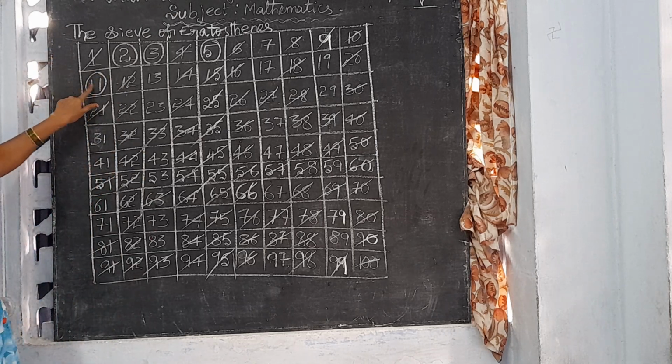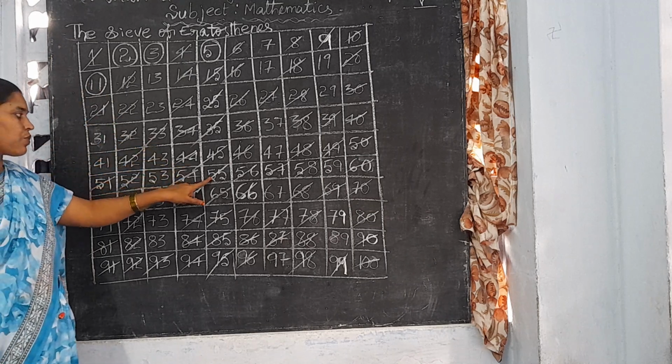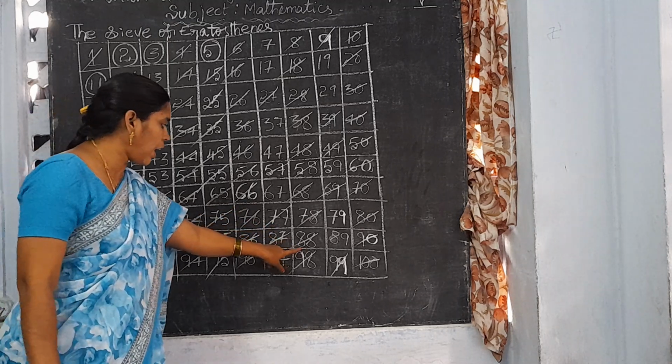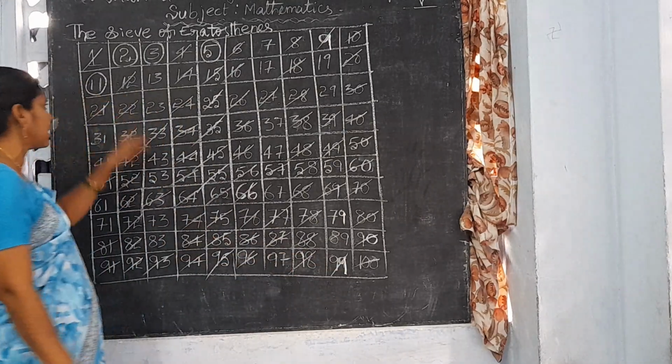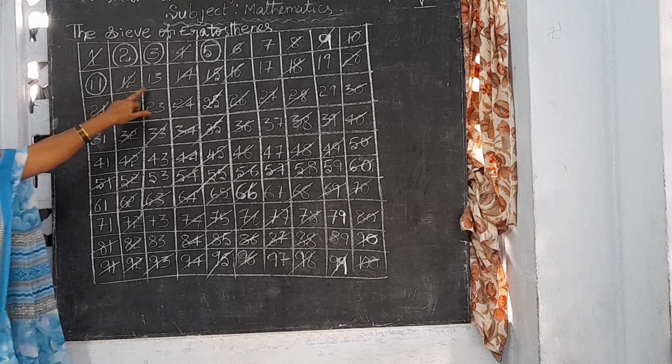Okay children? 11 2s are 22, cancel. 11 3s are 33. 11 4s are 44. 11 5s are 55. 11 6s are 66. 11 7s are 77. 11 8s are 88. 11 9s are 99. Already it is cancelled in this table. Okay, remaining what is there? Already 12 struck off. Now 13.